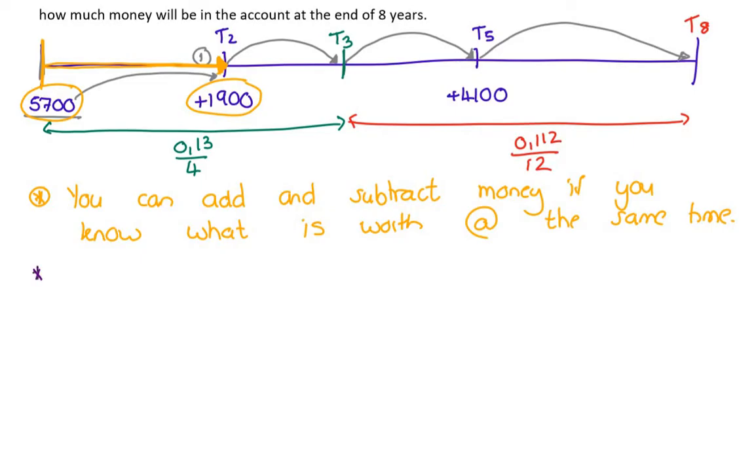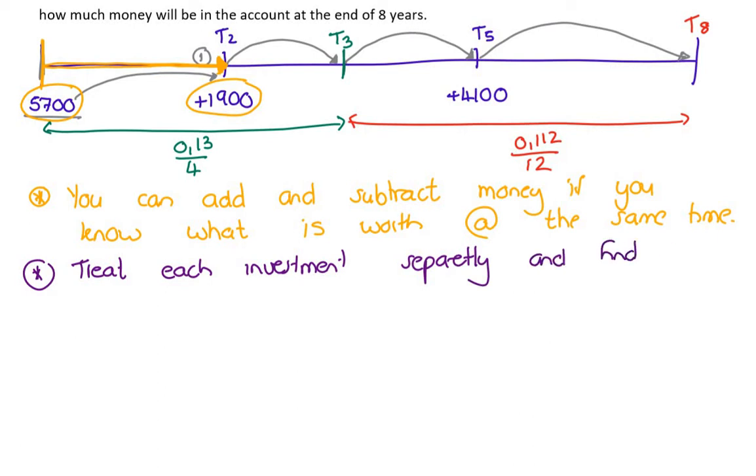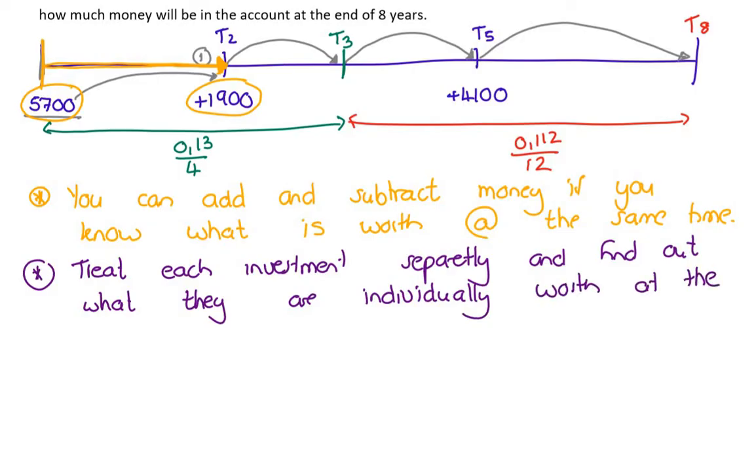So I'm just going to write that down as a note as well. So what we're going to do is we're going to treat each investment separately and find out what they're worth at the end, individually. So let me say they are individually worth, just have to spell that correctly, individually worth at the end. So in this case, that would be at the end of 8 years. Then we would add them together.